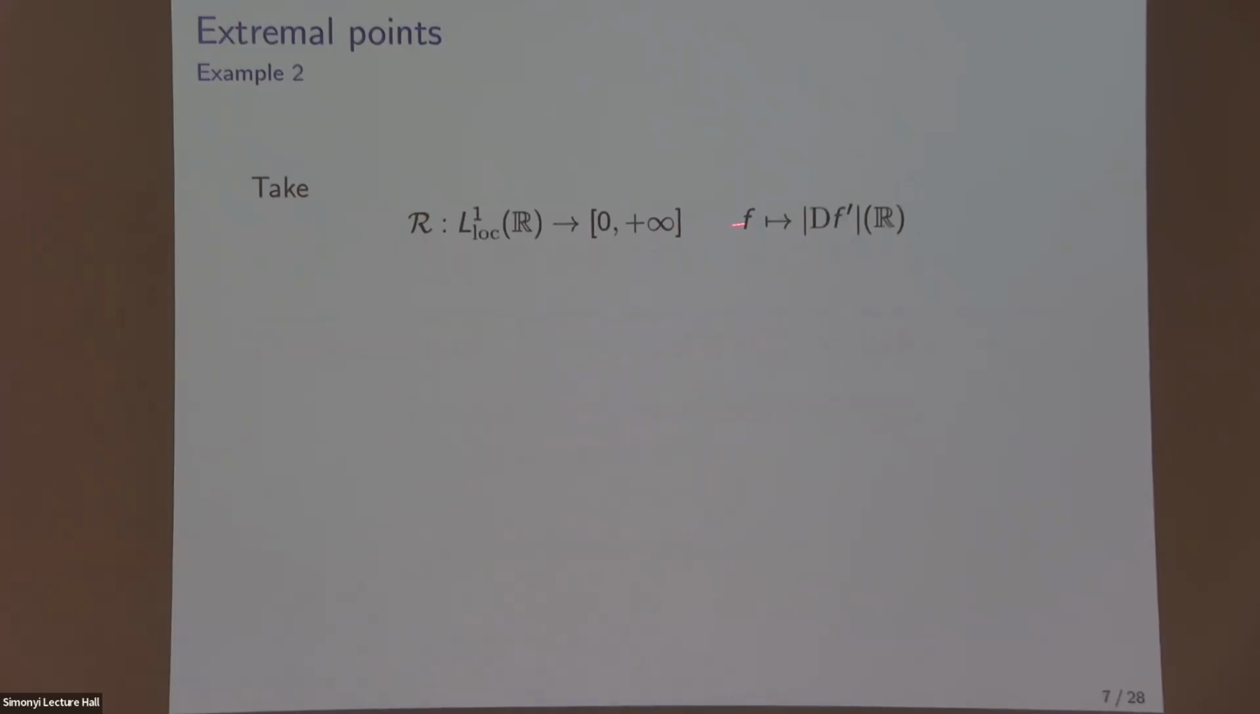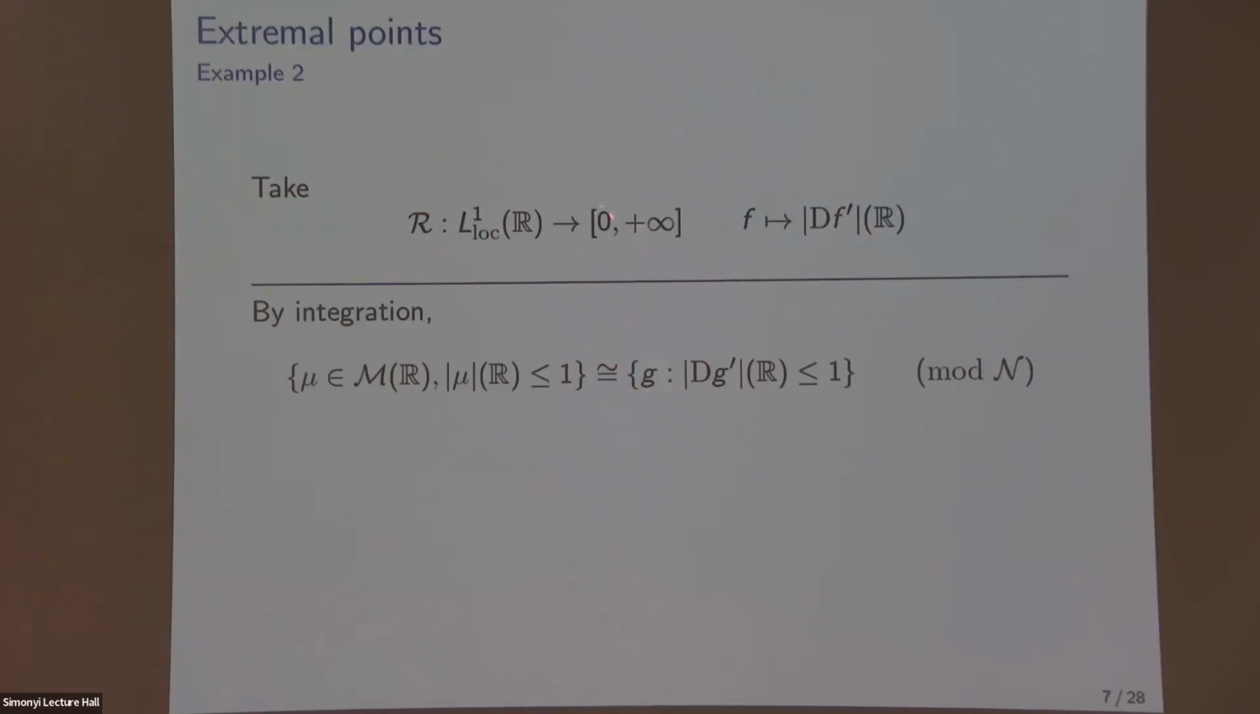And okay, second example, let me treat only functions of a real variable, but now I take the second order derivative. So this is more or less the total variation of the second derivative of the function. Here, the null space is made of affine functions. And this set is particularly nice because if you write the regularization ball, the ball with respect to the regularization function, then of course, discarding affine terms, you have an isomorphism with the space of signed measures with a bound on the total variation.